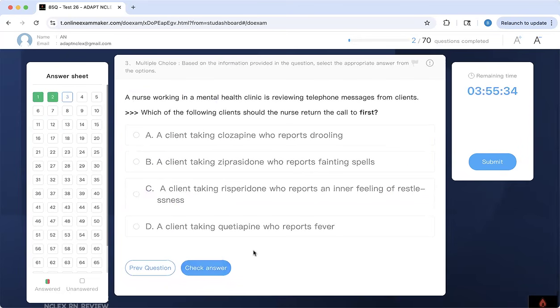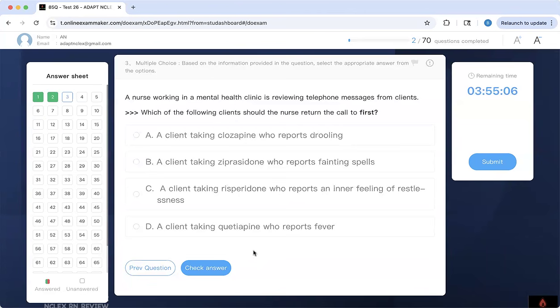A nurse working in a mental health clinic is reviewing telephone messages. Mental health, psych nursing. Which of the following clients would the nurse return the call to first? Prioritization, management of care, but it's a mental health case. A client taking clozapine reports drooling, pharmacology. A client taking ziprasidone who reports fainting spells. A client taking risperidone who reports an inner feeling of restlessness.